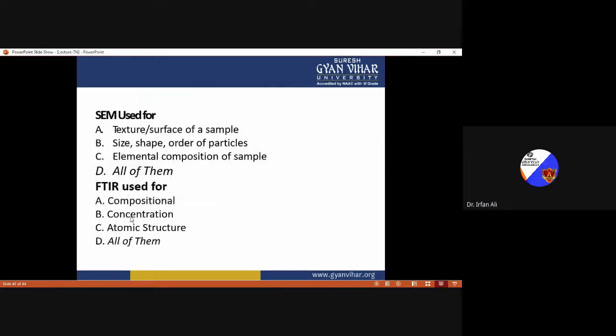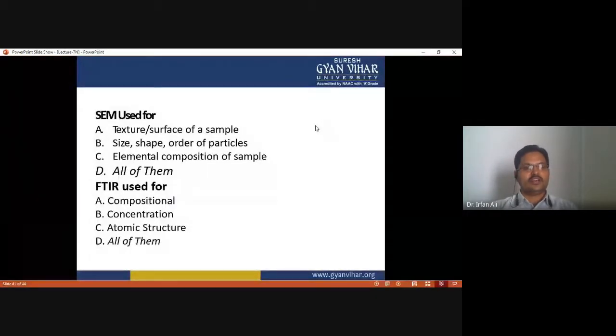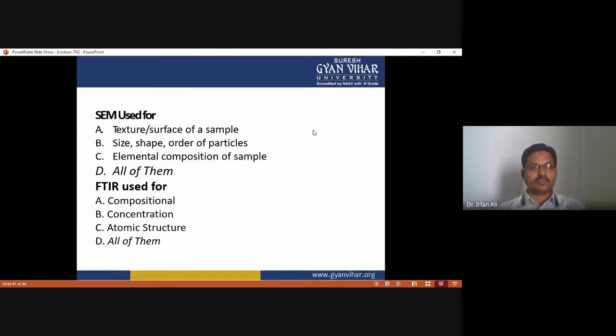And scanning electron microscopy is used for the texture, surface morphology of the sample, size, shape, order of the nanoparticles, and elemental composition of the nanoparticles. As we discussed in this lecture, by the use of scanning electron microscopy, we analyze the texture, surface morphology, topography, size, shape, order of the particles, and elemental composition of the sample. So the option D is correct.